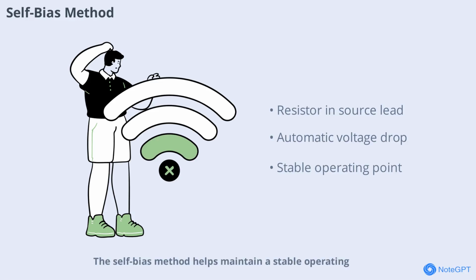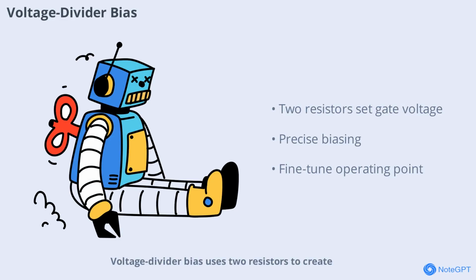The self-bias method helps maintain a stable operating point even if there are variations in device parameters, making it ideal for practical circuit design. Voltage divider bias uses two resistors to create a stable voltage at the gate terminal. This method provides better control over the gate voltage and is often used when precise biasing is required. By adjusting the resistor values, engineers can fine-tune the operating point of the JFET. Voltage divider bias is especially useful in circuits where consistent performance is critical, such as precision amplifiers.